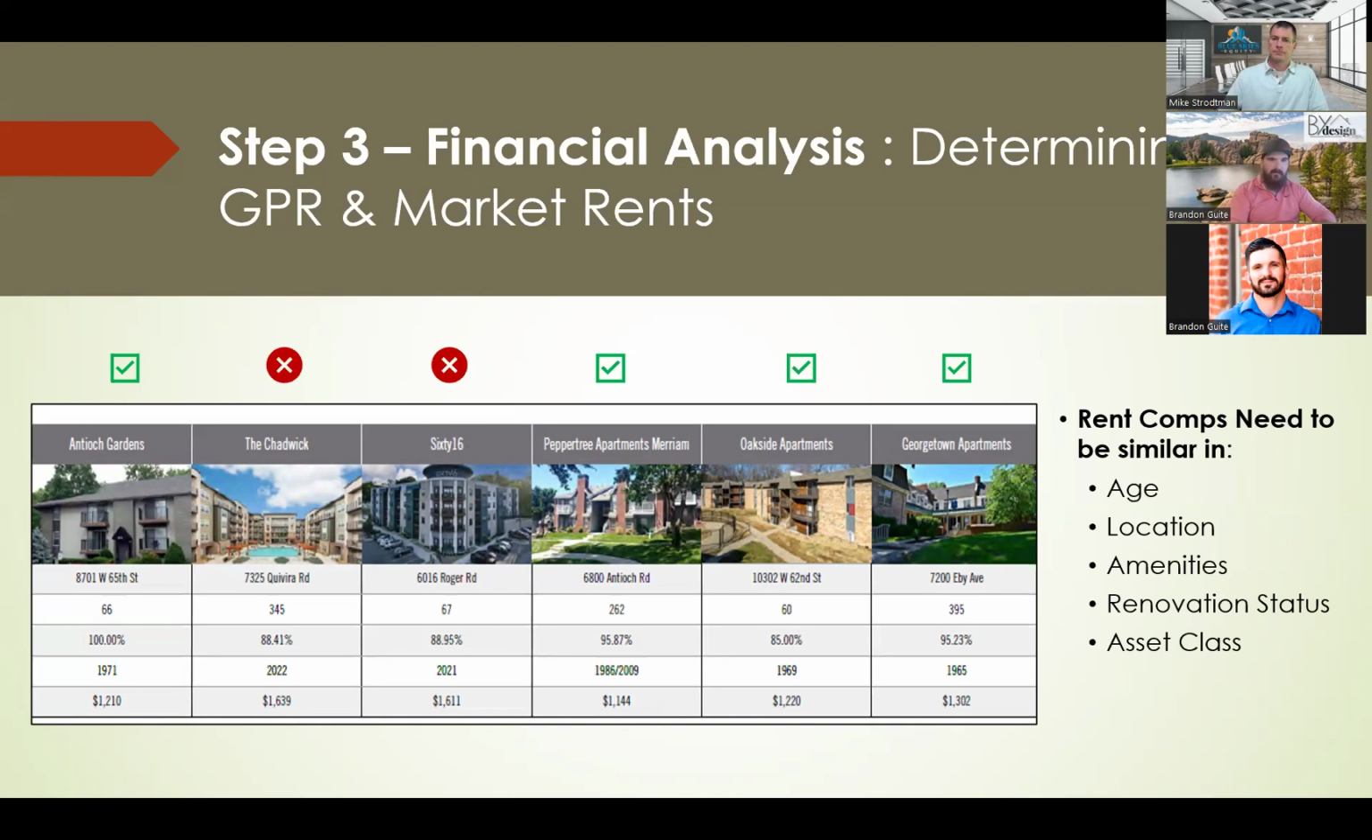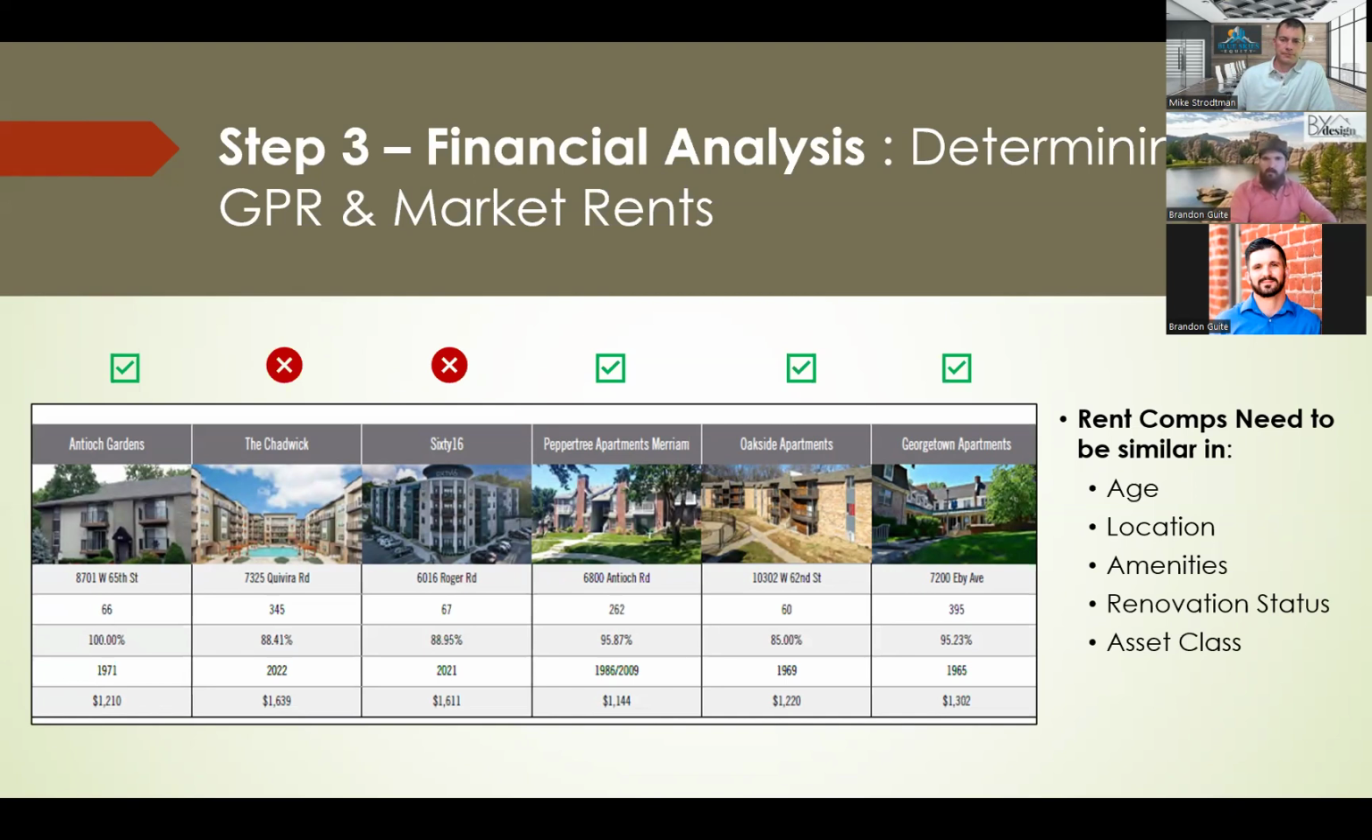You can see here on the left, you remember our target property was built in 1970. This property on the left, built in 1971. From the photos, it looks fairly similar. This is probably one you could trust as a good comp. Whereas the Chadwick here next to it, you can see this was just built in 2022. Big property, nice pool, very high end. This is very much an A-class asset. You can see that the rents are much higher. The 6016 is very similar.